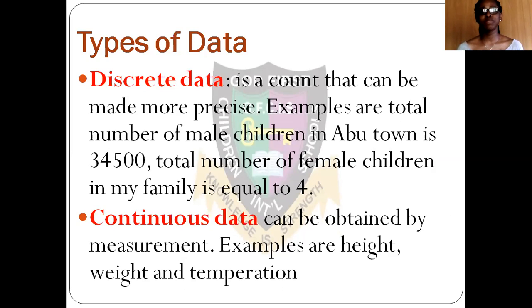Continuous data is data that can be obtained by measurement. Examples are the height, the width, the temperature, length, and volume. They are all data that can be obtained by measurement. While discrete data are data that can be more precise. You know the value. The value is precise. There's no two-way about it.